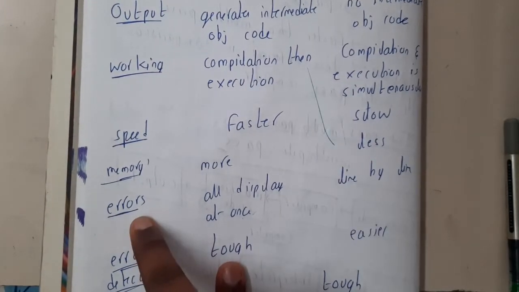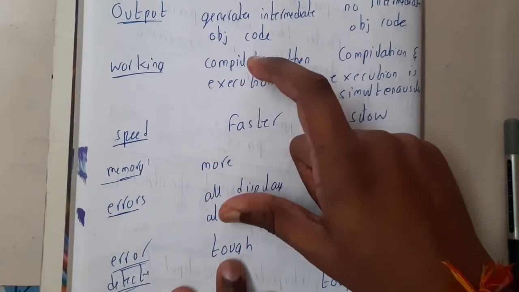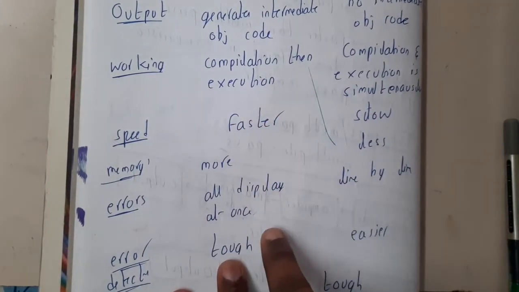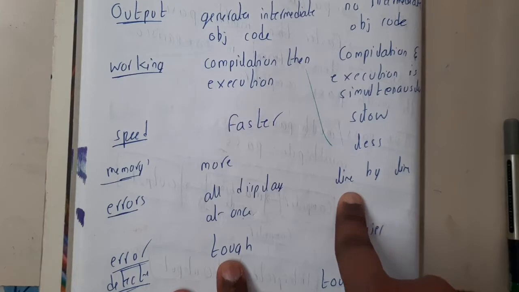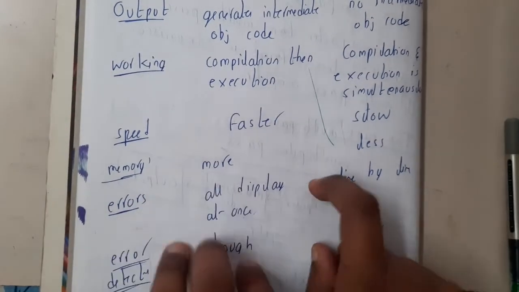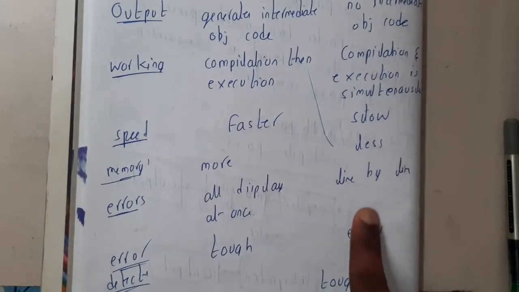Similarly, when it comes to errors, the compiler is going to execute the whole code, which means it will display all the errors. In line 7 you wrote that, in line 12 you wrote that, in line 30 you wrote that. But when it comes to interpreters, it will give them line by line. So in that line you have an error, and once you solve it, you will get the next line's error. That is what interpreters are.